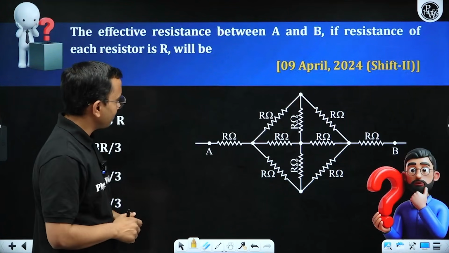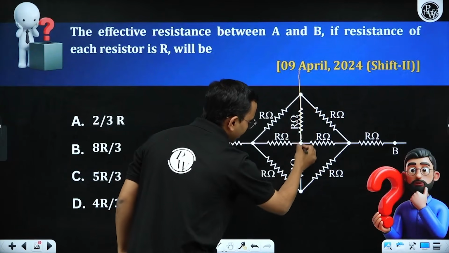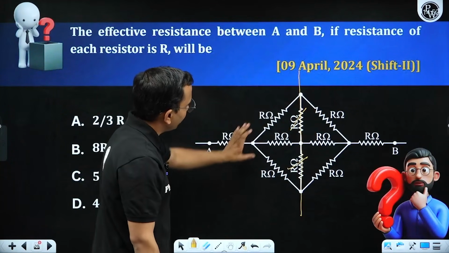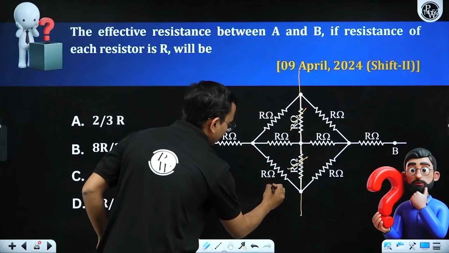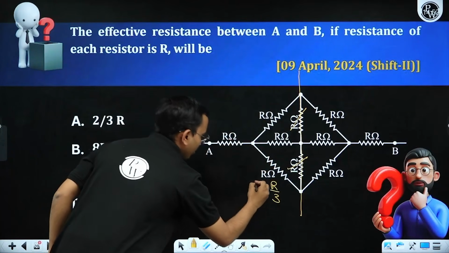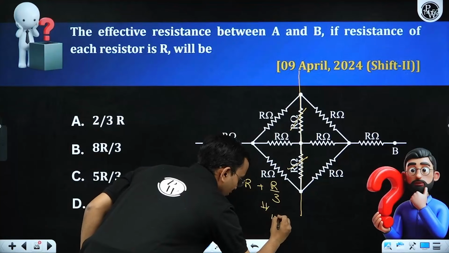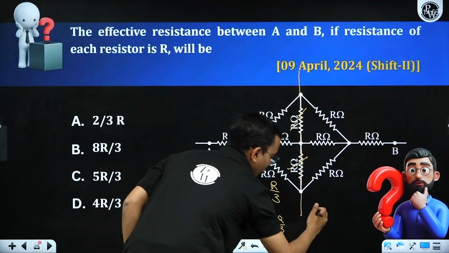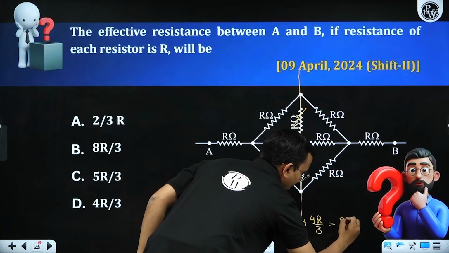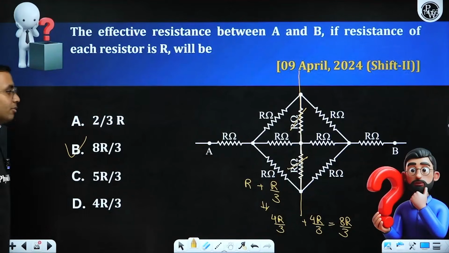I hope you are back. Now here again I can say this is the line of symmetricity. Remove this resistance, remove this resistance. These three are in parallel, R by 3. This R by 3 and this R will become 4R by 3. This will also be 4R by 3. Total 8R by 3.